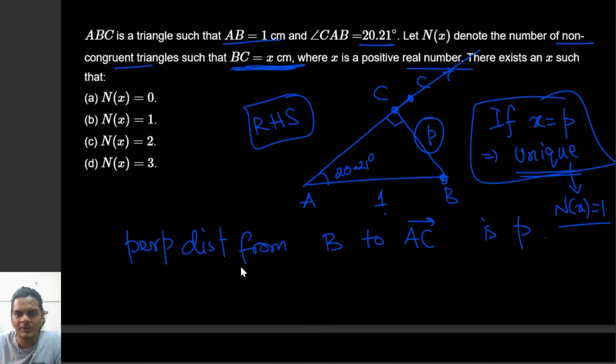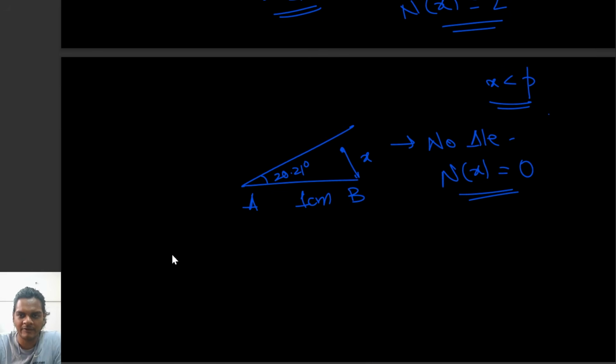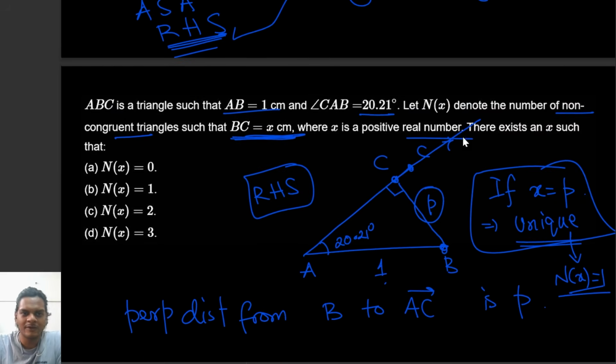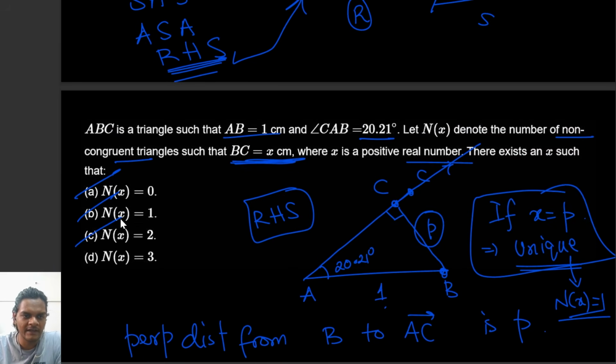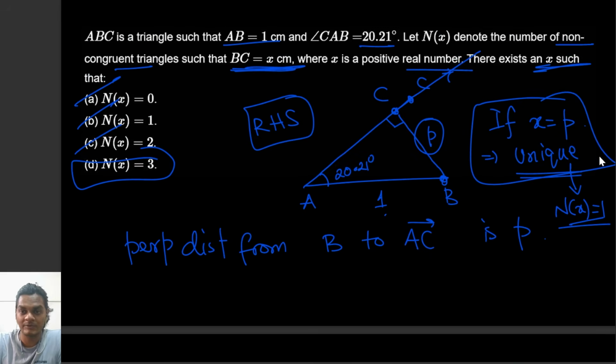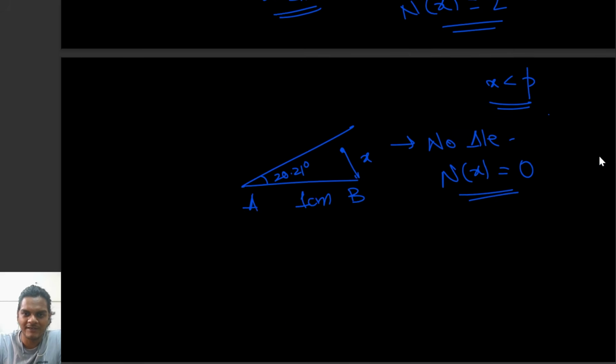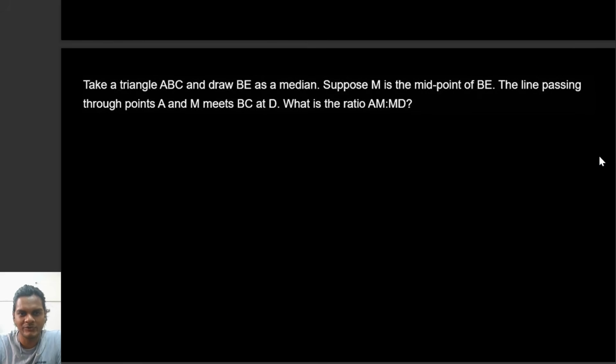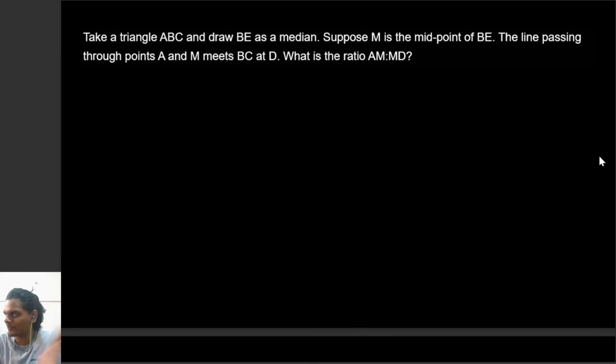So n of x equal to 1 happened, n of x equal to 2 happened, n of x equal to 0 happened. So all of these are possible except for this. This is the only thing which is not possible. There will not exist any x such that you will have three non-congruent triangles, all right? So I hope that's clear from this question. If it were a live session, I would have asked for any doubts. Okay, so again, pause the video and please try this question for yourself.